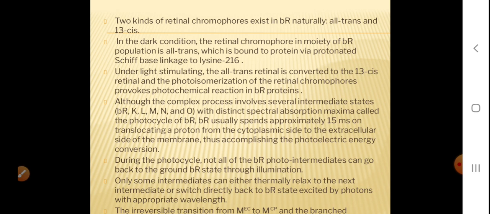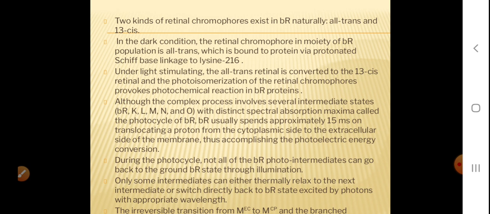But under light stimulating conditions, all-trans retinal is converted to the 13-cis retinal. This isomerization, from the trans to the cis conformation, is induced by light. That is why it is called photoisomerization. So the photoisomerization of the retinal chromophore, what does it do? It indicates a photochemical reaction.